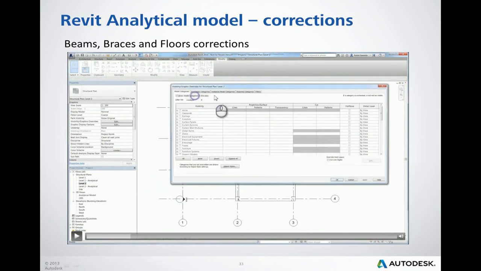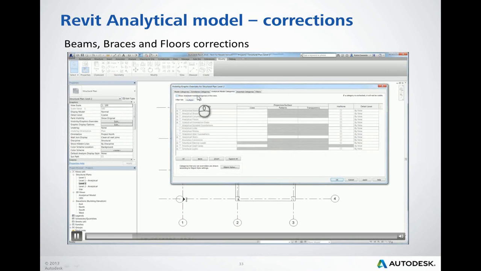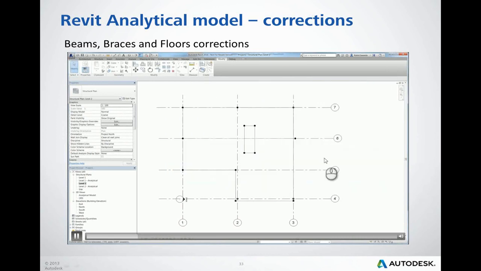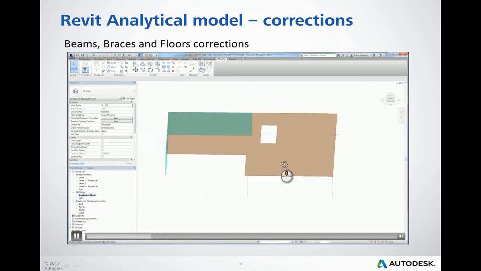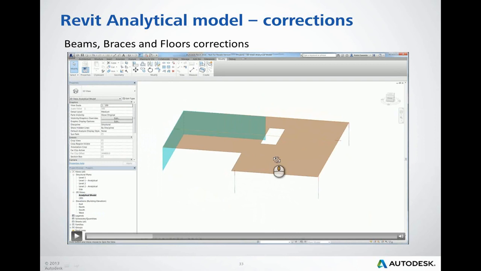So after switching off model displays and turning on analytical model display, we can see the view of our analytical model. So as you may see, the opening is adjusted to the boundary lines created by the real slab floor object.